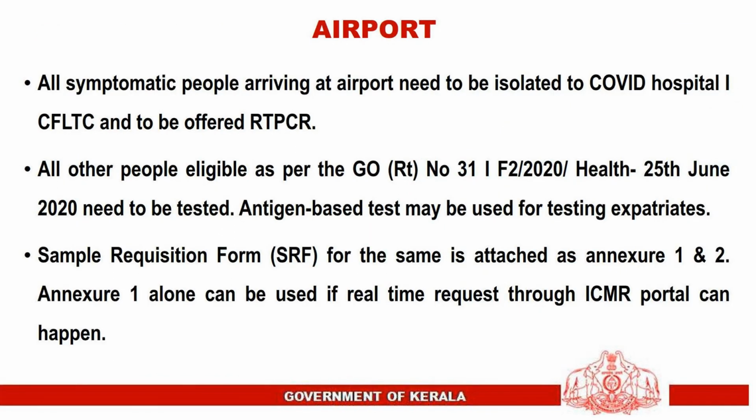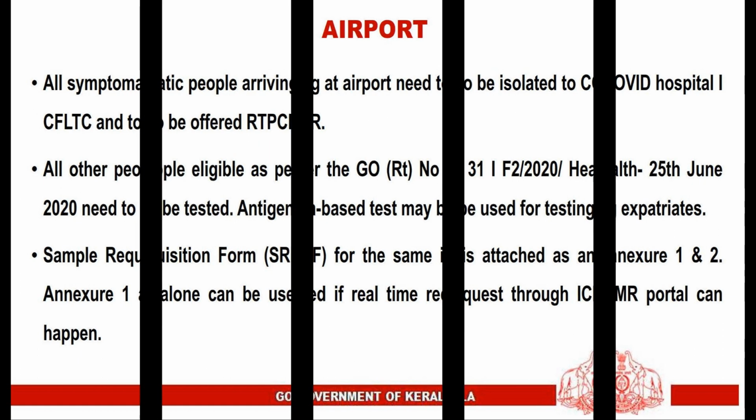Airport. All symptomatic people arriving at the airport need to be isolated to COVID hospital or CFLTC and to be offered RT-PCR. All other people eligible as per the government order need to be tested. Antigen-based test may be used for testing expatriates. Sample requisition form for the same is attached as Annex 1 and 2. Annex 1 alone can be used if real-time request through ICMR portal can happen.